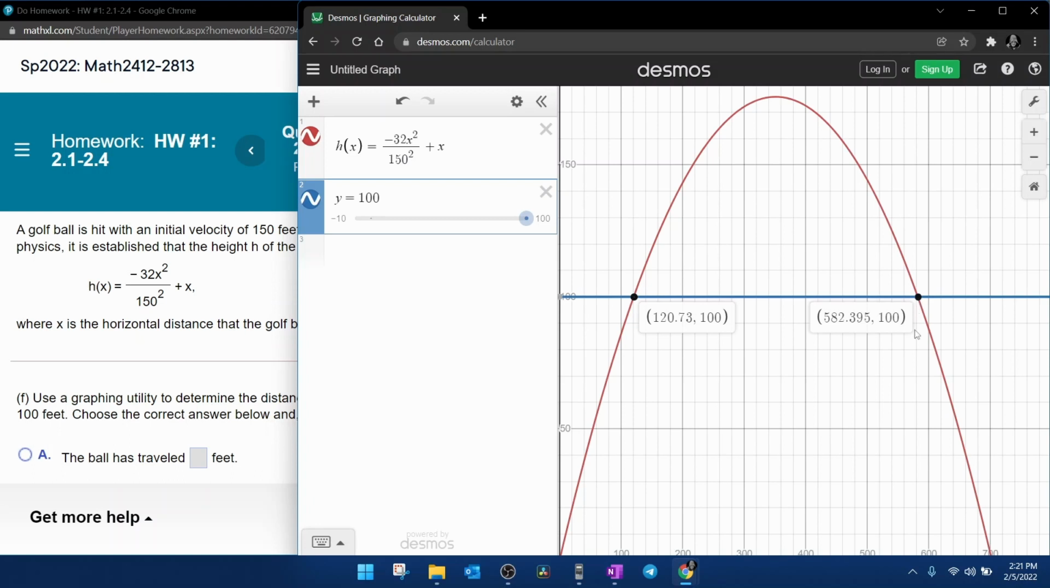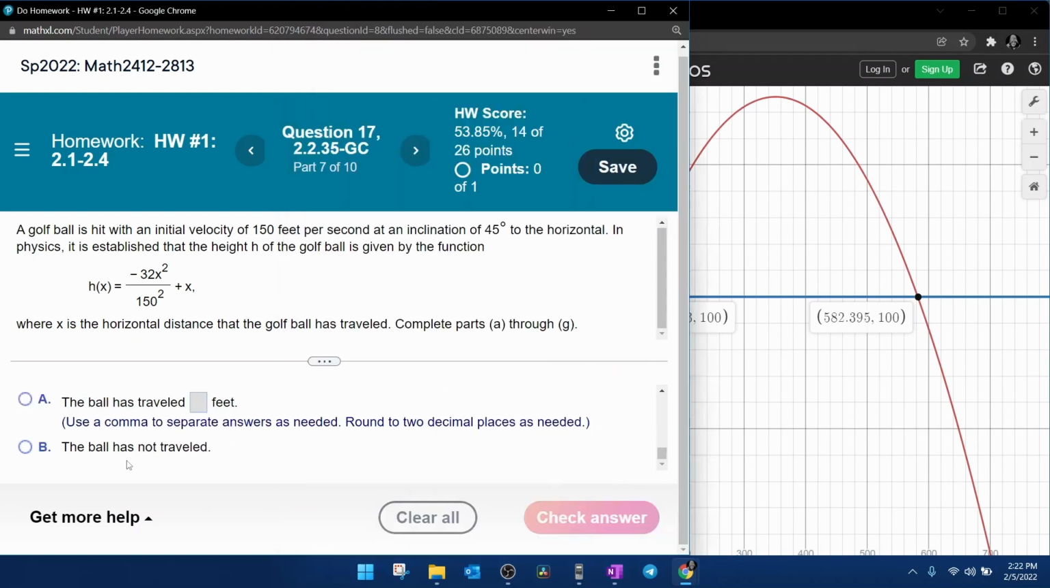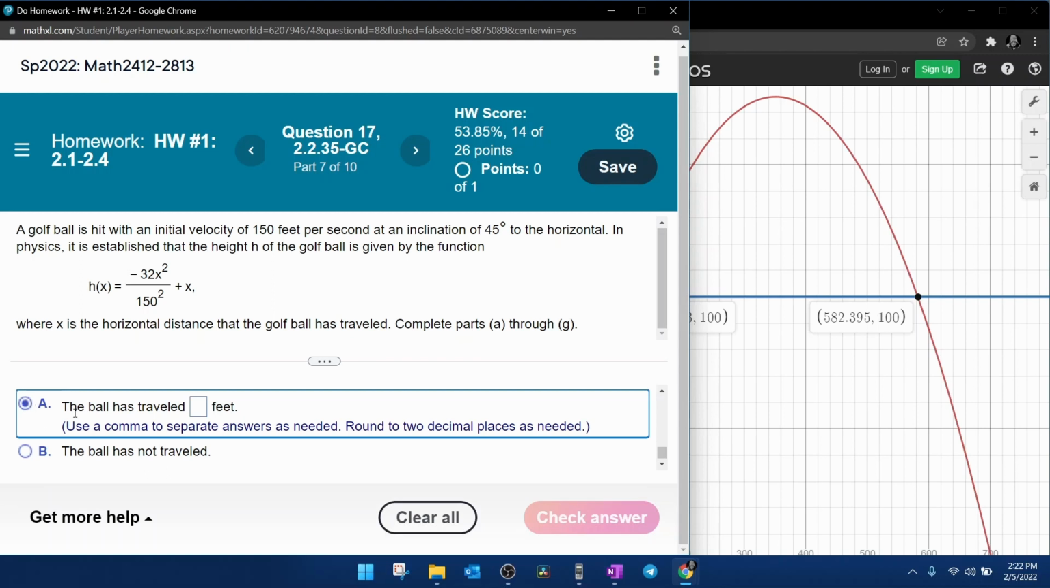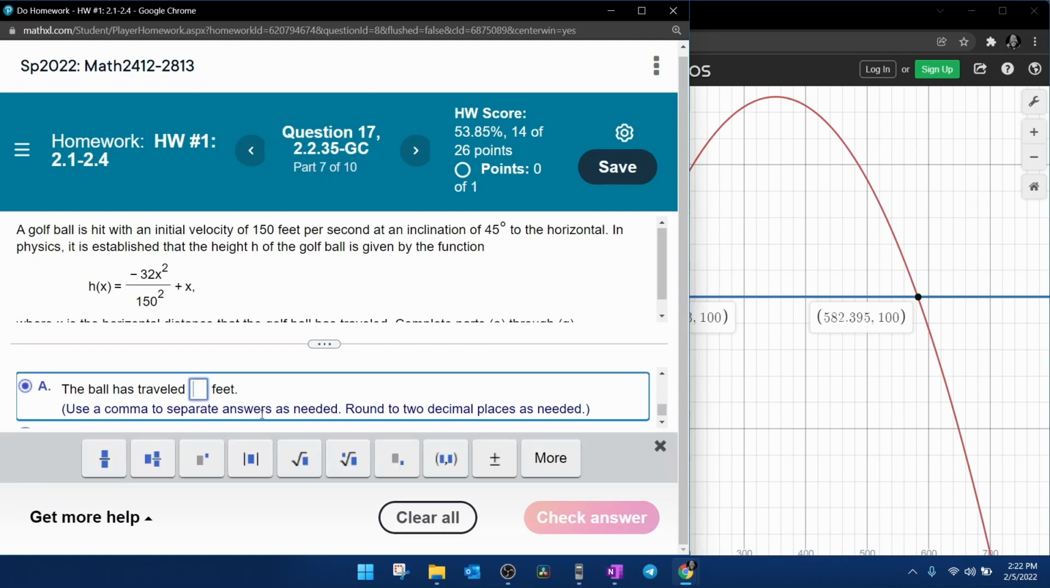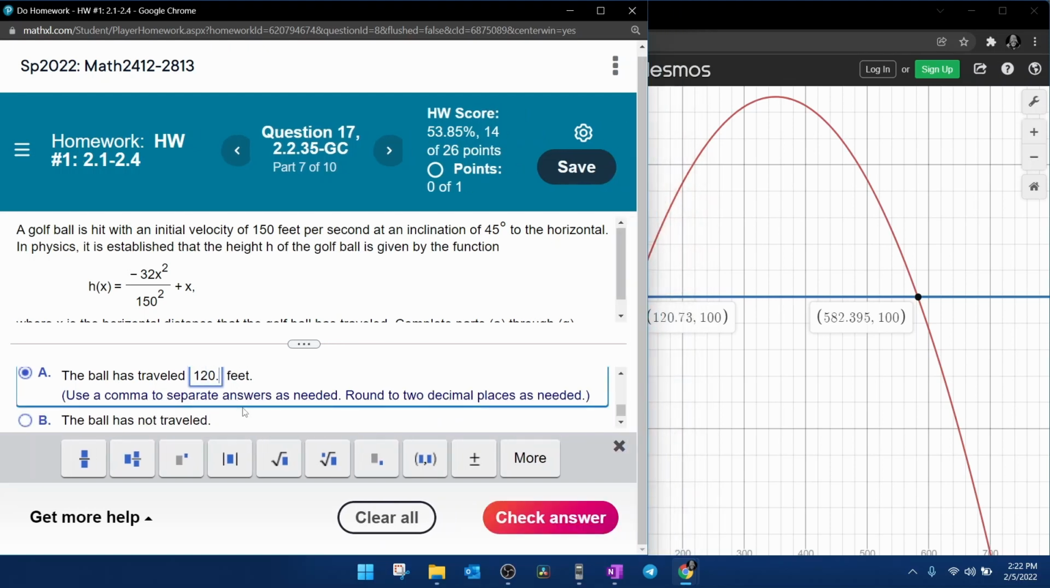Notice it does happen twice. After the ball has traveled 120.73 feet and 582.40 feet. If we round that to 2 decimal places, yeah, the ball has traveled. It says use a comma to separate your answers. Okay, so the first answer was 120.73 feet and 582.40, if we round it to 2 decimal places, which is what it requests.